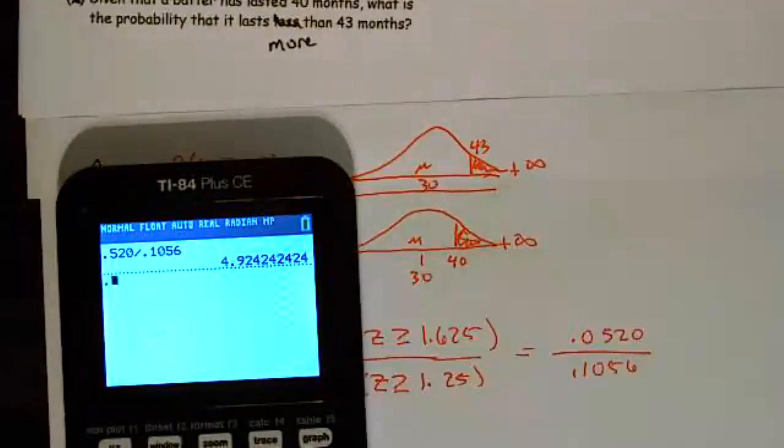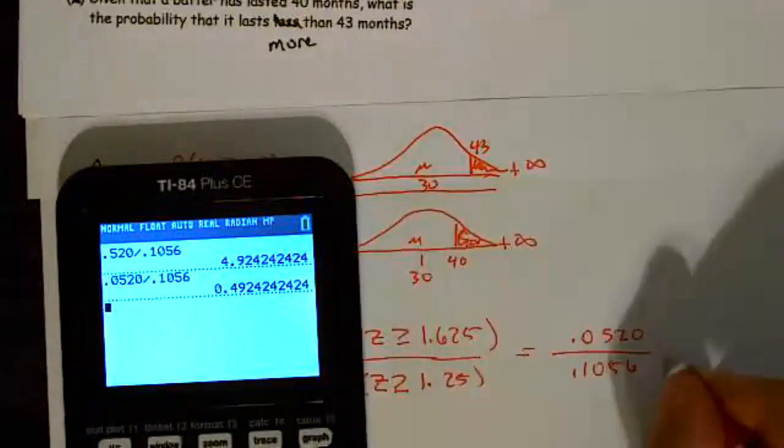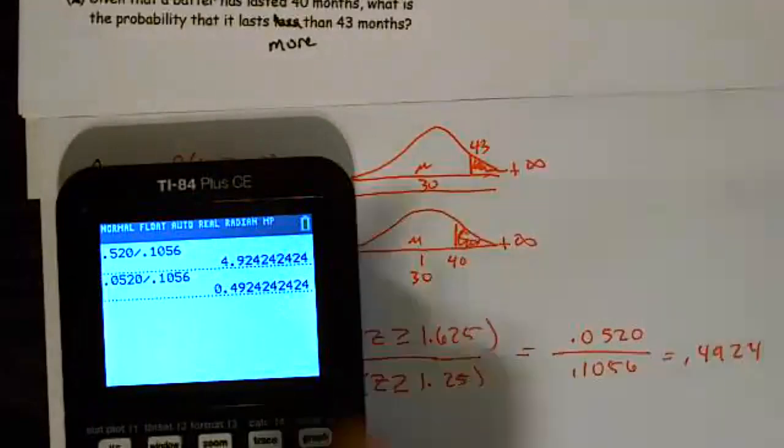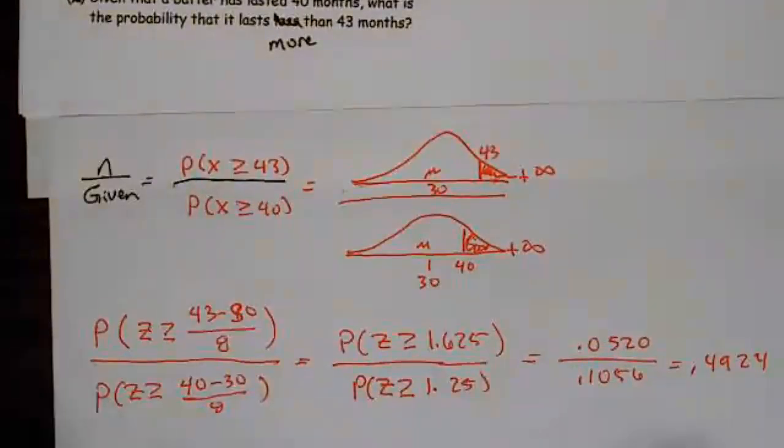0.0520 divided by 0.1056 equals 0.4924. All right, still have to do my norm CDF statements.